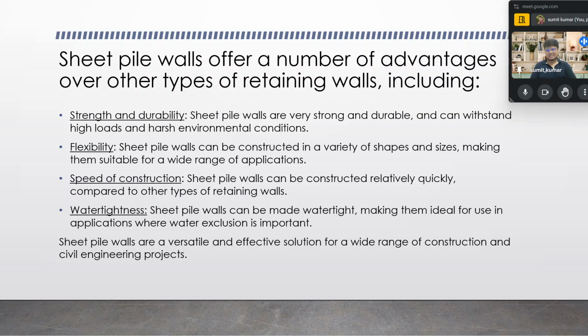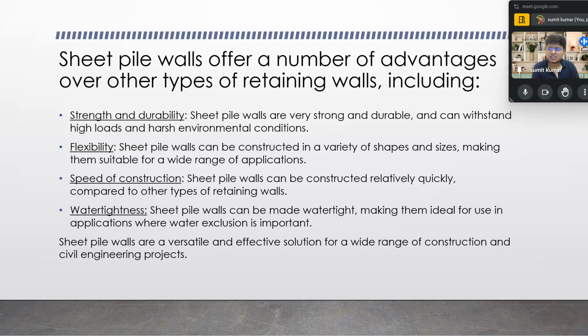The third one is the speed of construction. Basically, sheet pile walls can be constructed relatively quickly compared to other types of retaining wall. Obviously, because this is constructed at a very high pace, the material is there. After that, we just apply it at the places where we want to. So it is also one of the important aspects.